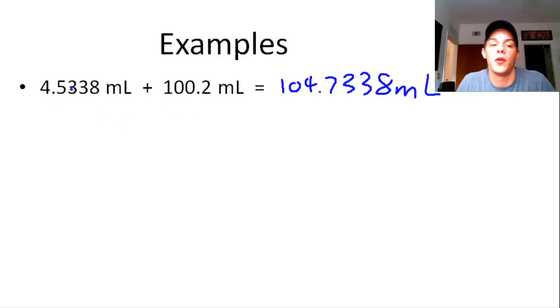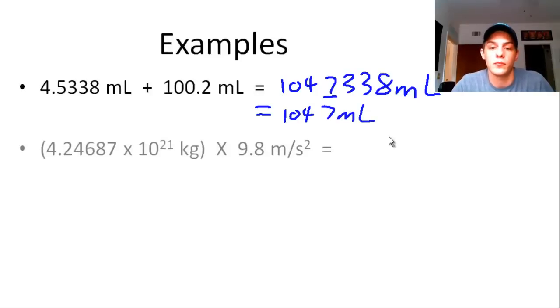So this one goes all the way out to the 10,000th place right here. This one only goes out to the 10th place, so that means that my result is going to go out to the 10th place as well, and the 10th place is right here, so this is the digit that I need to round up or keep the same. And since this next digit is a 3, I'm going to round that down, and our final result then is going to be 104.7 milliliters.